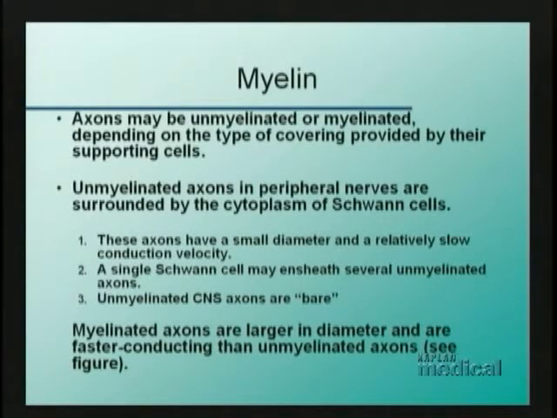Schwann cells, as we know, are the glial cells in the peripheral nervous system that make peripheral nervous system myelin. In contrast, when we visualize unmyelinated axons in the central nervous system, they are simply what we consider to be bare axons, and they're not surrounded by the cytoplasm of any corresponding glial cell. And we certainly know from physiology the value of a myelinated axon. Myelinated axons are larger in diameter, but more importantly are faster conducting than unmyelinated axons.